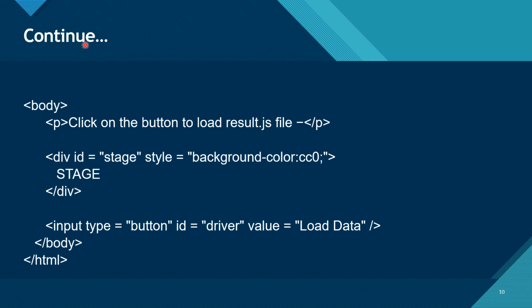In this slide we will continue with our body. First of all, there is a paragraph in which it is written, "Click on the button to load result.js file." We will see the animation or the image in the next slide. And there is a div with an id, and its style or background is cc0. And there is an input with the button id driver, like we discussed in the previous slide, and it will load the data. So this is our HTML, and we will see this implementation in the next slide.